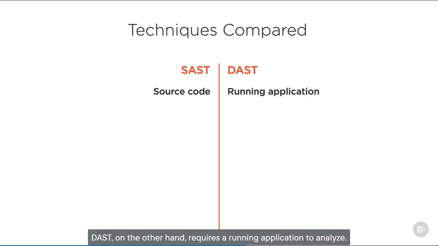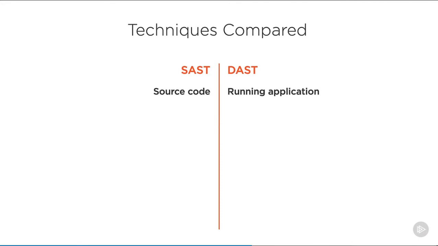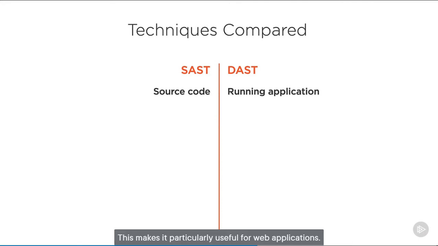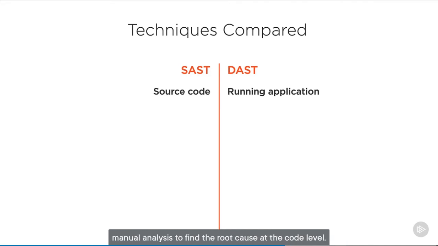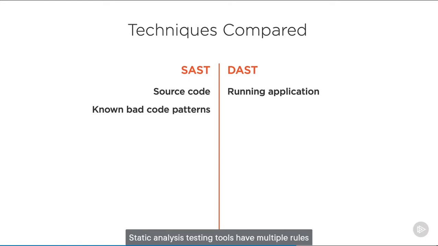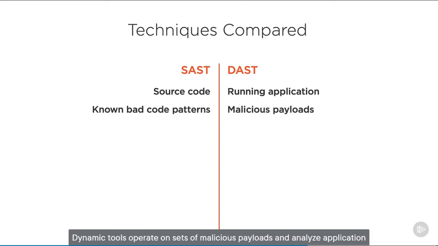DAST, on the other hand, requires a running application to analyze. This makes it particularly useful for web applications. Unfortunately, it is harder to use for other types of programs, for example, command line utilities. Security vulnerabilities reported by DAST tools require manual analysis to find the root cause at the code level. Static analysis testing tools have multiple rules that describe bad coding patterns. Dynamic tools operate on sets of malicious payloads and analyze application output for predetermined signs of a successful attack.